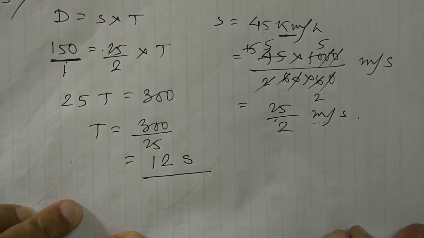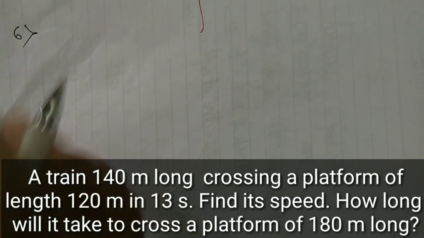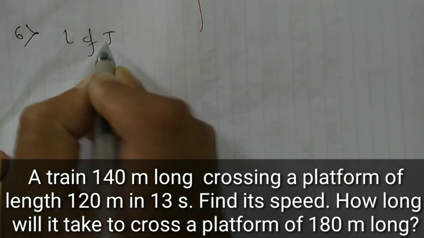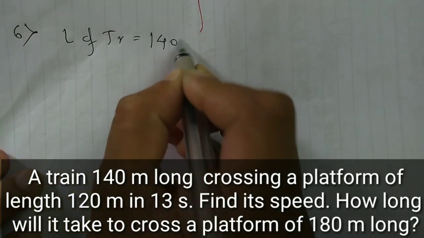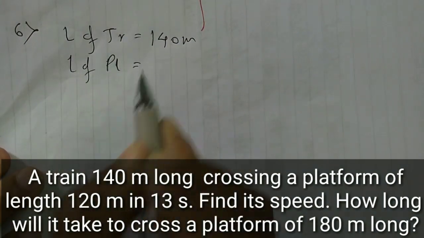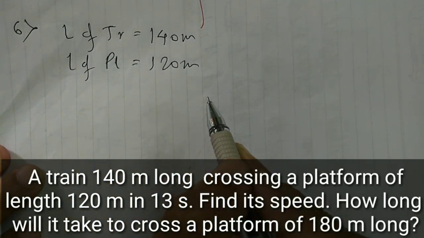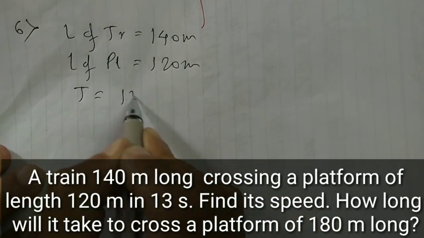Understood? Let us move to our next question. Can you see question number 6? Read it. A metro train 140 meter long crosses a metro station of platform 120 meter. Yes, we have discussed this in the beginning of this video. The length of the train is 140 meter. What is the length of the platform? Length of the platform 120 meter. And the time taken is 13 seconds.